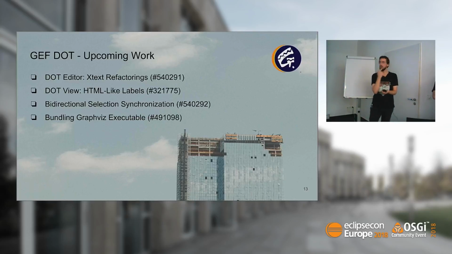And also, we want to be able to highlight which graph node is referencing the visualization. So when you click into the visualization, we would like it to show where this comes from, what this is generated from, and also for the edges, and it should work in both ways. And the last thing is bundling the Graphviz executable with Eclipse. We still want to do that.